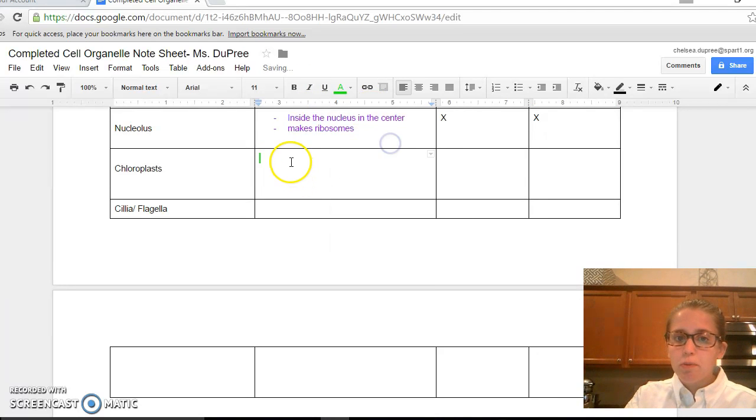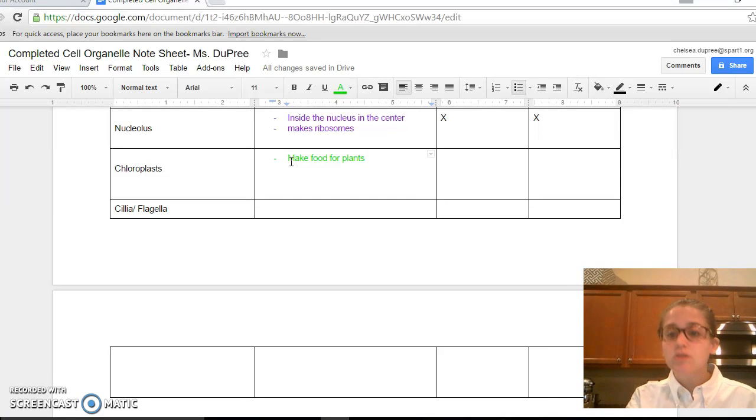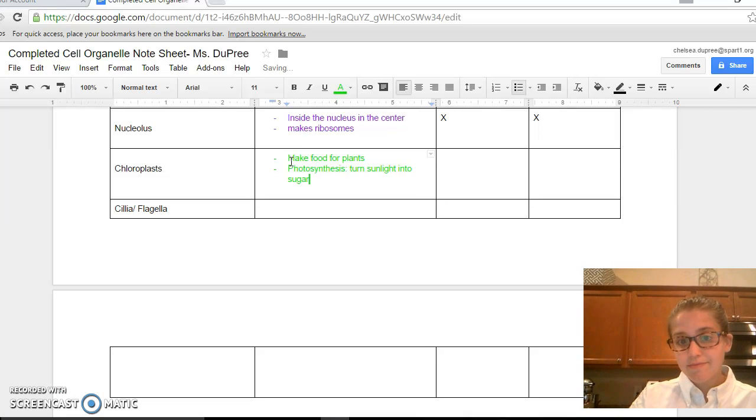Chloroplasts. Chloroplasts are super great, okay. They are used to make food for plants. Because remember, plants can't eat Cheetos. They have to make their own food. And they do it in the chloroplast through a process called photosynthesis. And all that means is that they turn sunlight into sugars. I know. I'm jealous too. It would be really cool if we could do it as well. So, these are only found in plant cells.